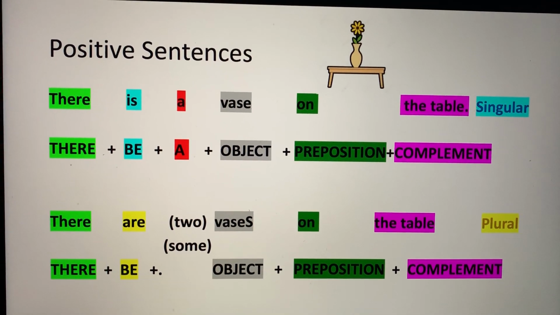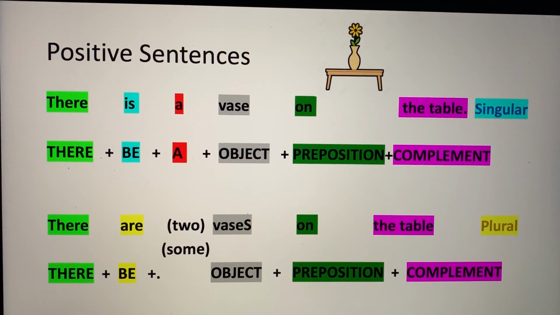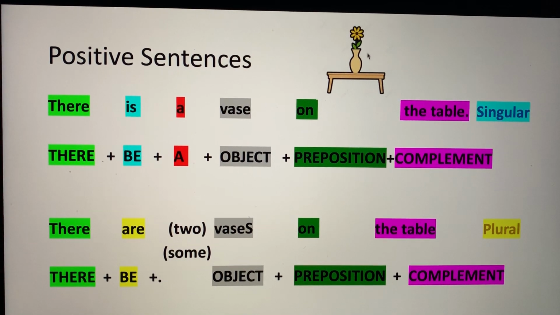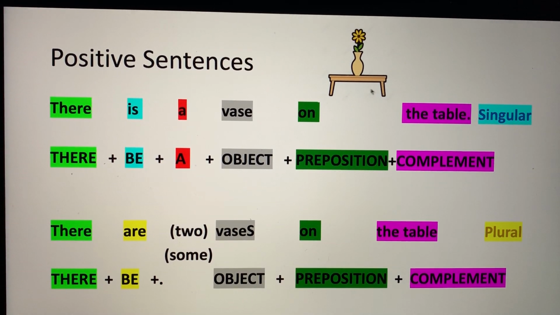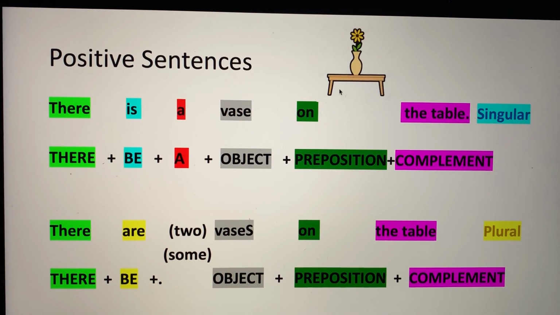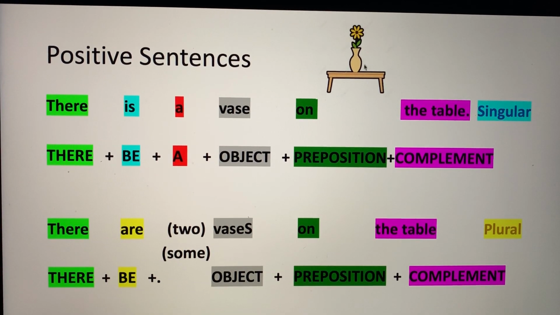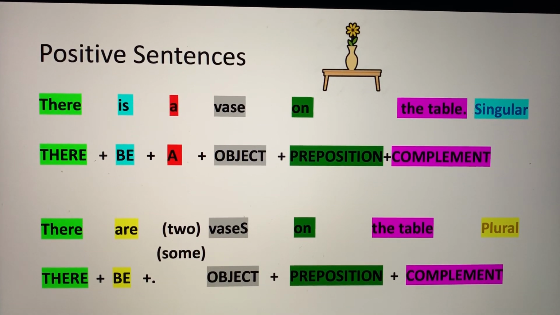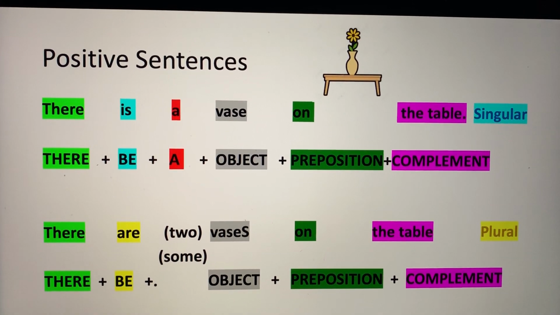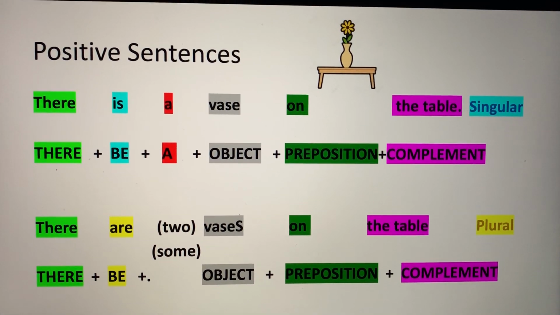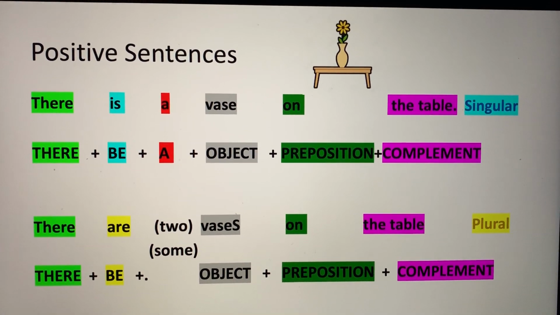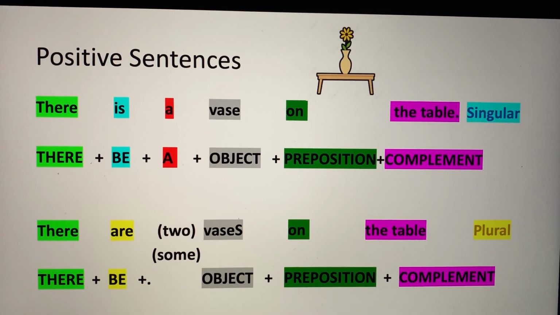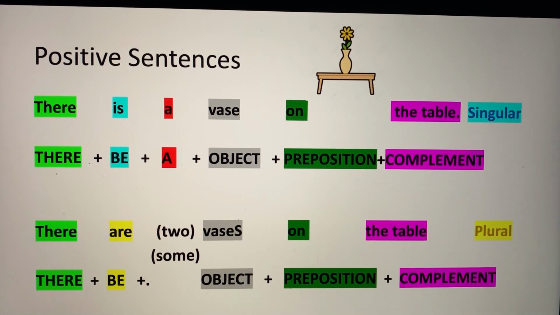In the picture here is a vase. This picture that you see, this is a vase. And this is a table. The vase is on the table. For example, here, there is a vase on the table. One vase, singular. Hay un florero sobre la mesa. That is the meaning of the sentence.